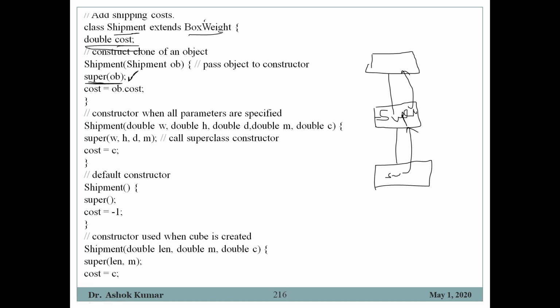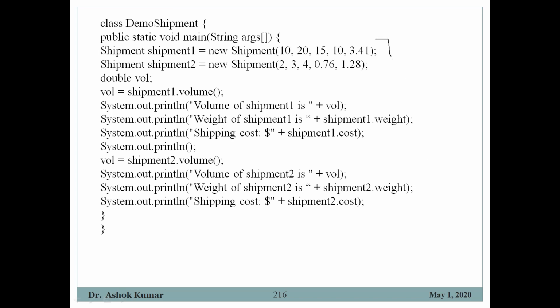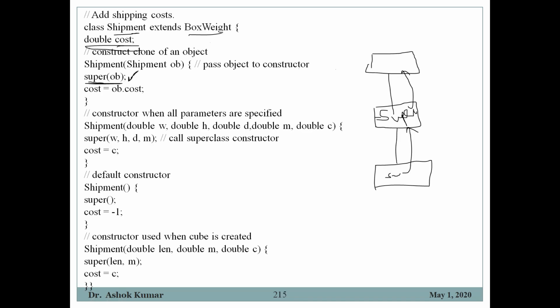So this is the case, and we'll start the discussion from main. I will show you just one part of this, because we are creating 2 objects, so we will focus our discussion on one object only. Here we are creating an object using the constructor of the Shipment class, and we are passing 5 parameters to it. This constructor has 5 parameters, so these w, h, d, m, and c will get some values.